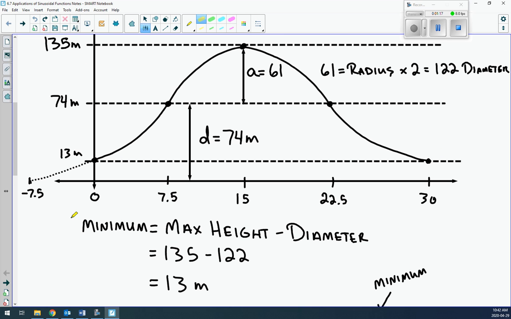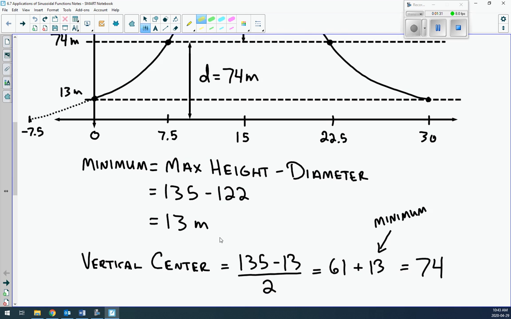We can look at a couple of things. Let's look at A first. From the center to the top is 61 meters, there and there. The D is 74, because the whole thing has been shifted up. So A and D are pretty much straightforward.